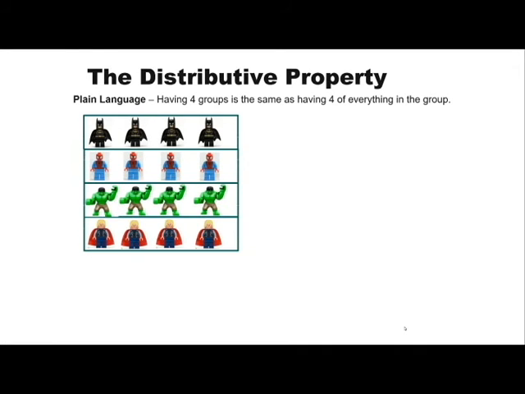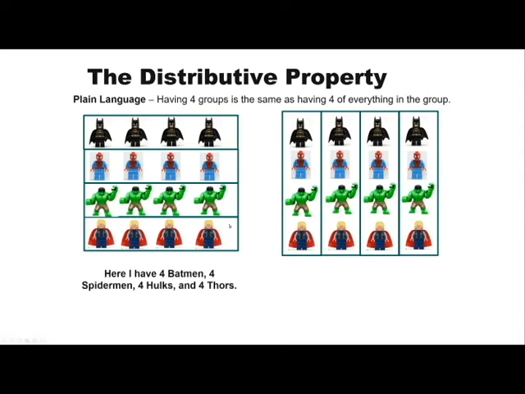Here's another one. In plain language, having 4 groups is the same as having 4 of everything in the group. So up here I have 4 Batmen, 4 Spider-Men, 4 Hulks, that one's easy, and I have 4 Thors. 4 Batmen, 4 Spider-Men, 4 Hulks, and 4 Thors.